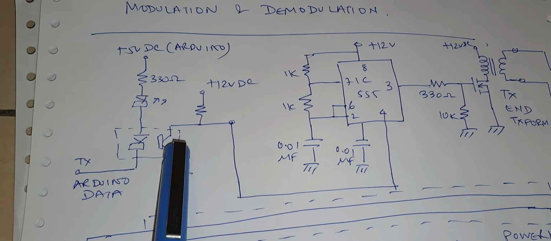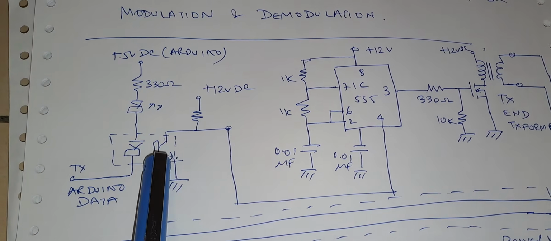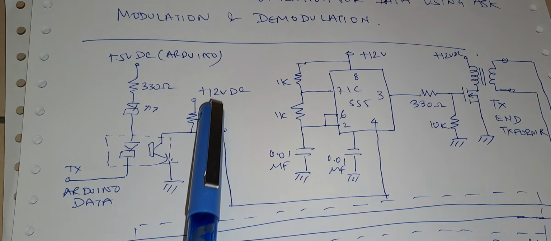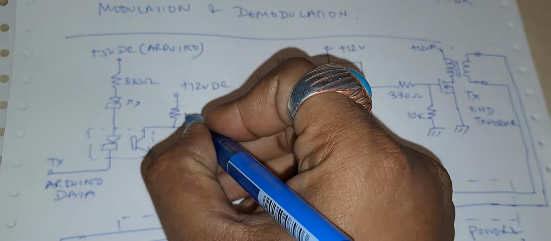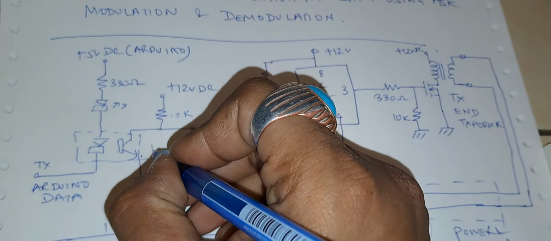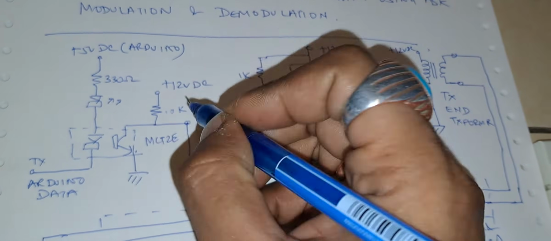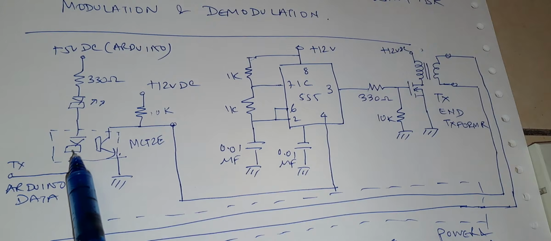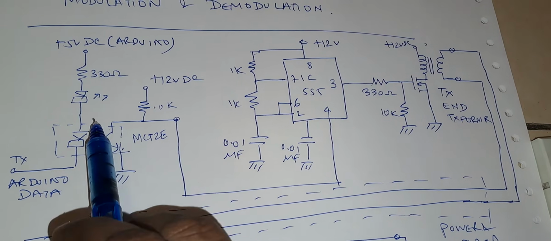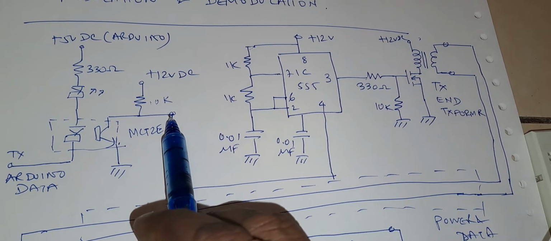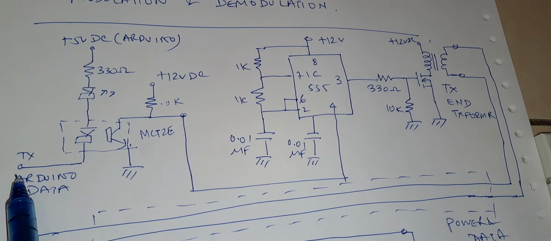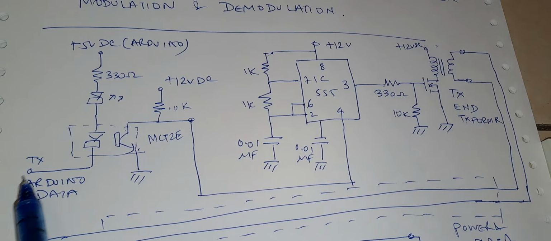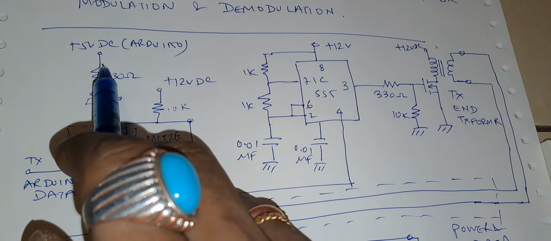It is optically isolated by this optical isolator MCT2E, and from here you can see there is a 12 volt DC pull-up line and this resistance is 10K and this optocoupler is MCT2E. So as you can see here, this is the MCT2E optocoupler optically isolating, and here you can see the data will come here like this. So this data will be in phase with this data. There is no phase change. That's why I pulled up the data here.